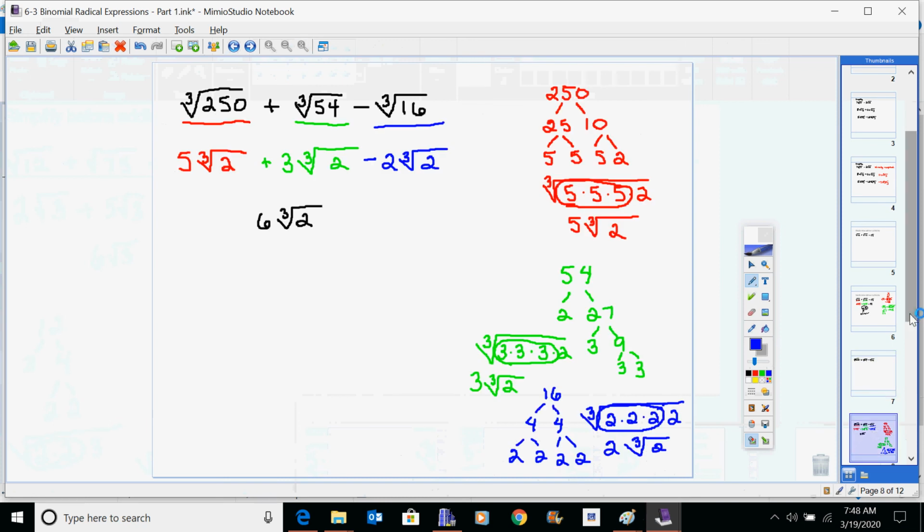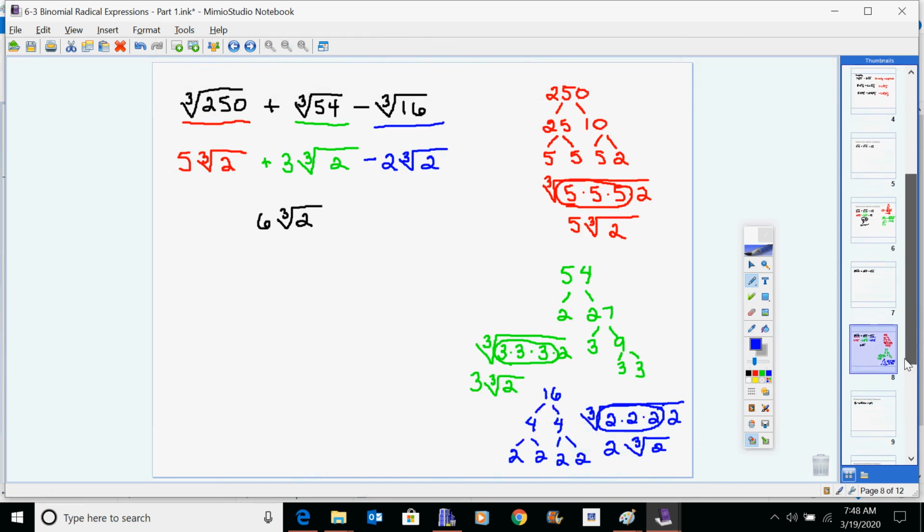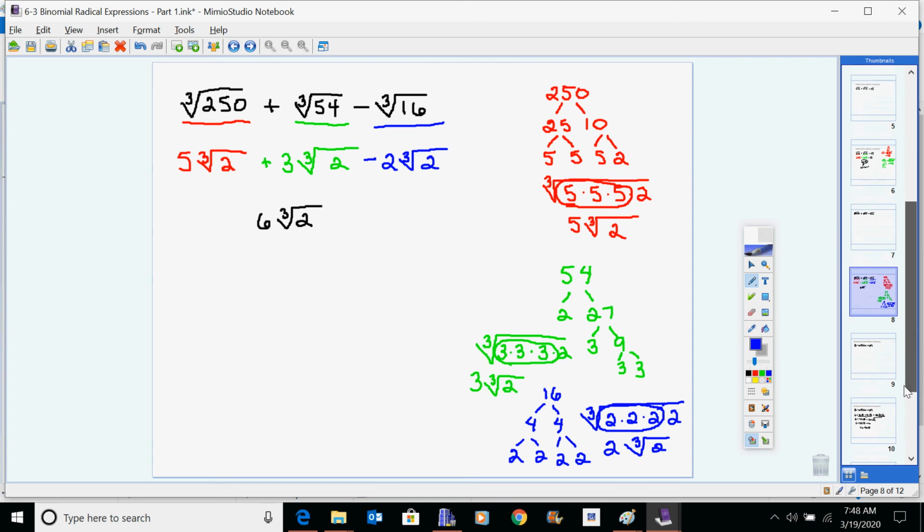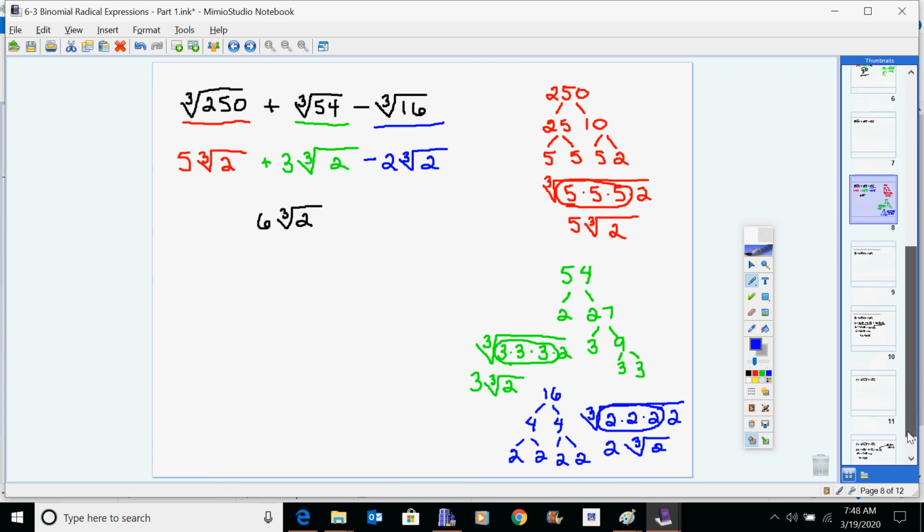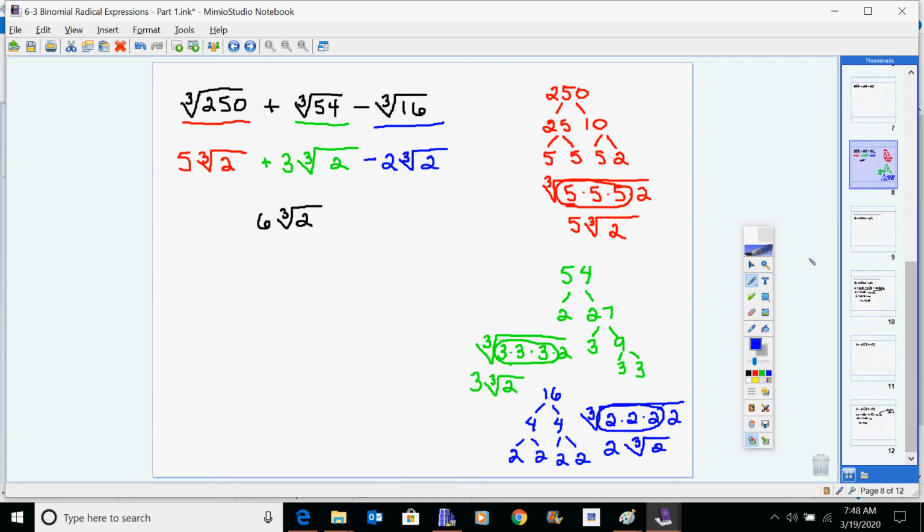For those that like colors, there's the color-coded version of it. That's also in the notes section, where you can just look at the notes without the verbal explanation of that.